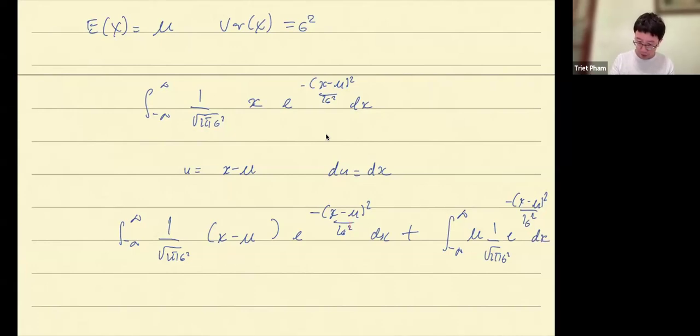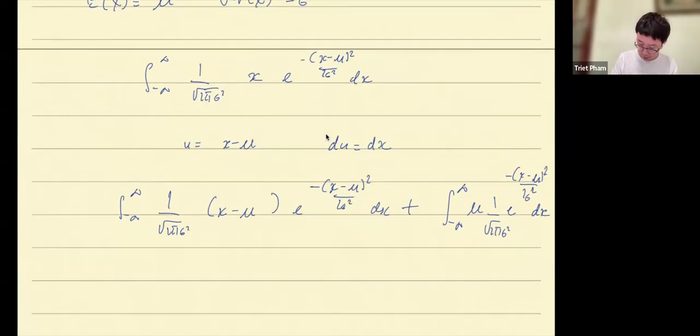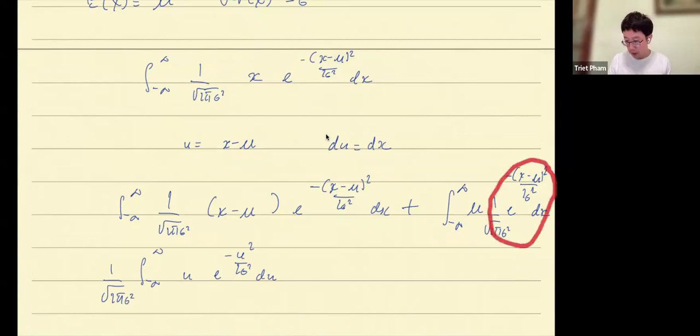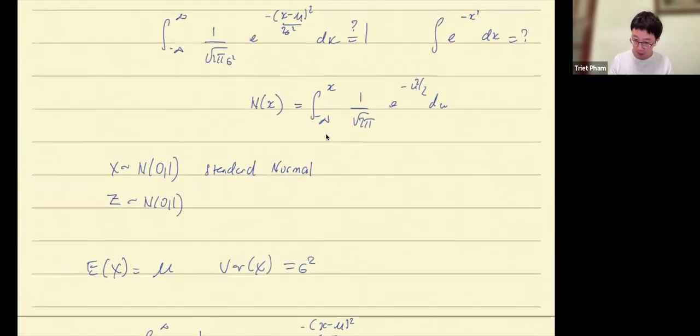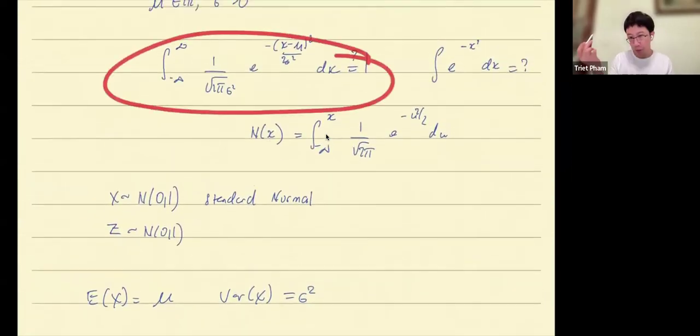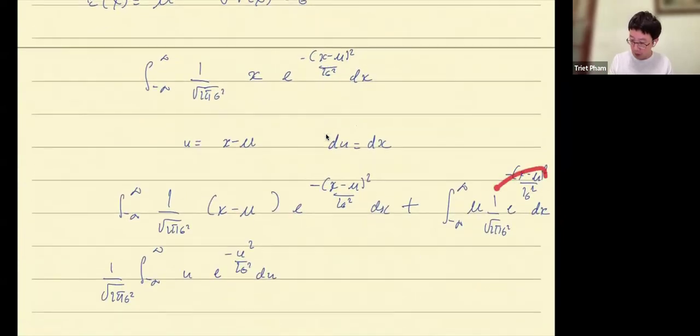So this is just the integral from minus infinity of u e to the minus u squared over 2 sigma squared du. Here you use the fact that this integral is 1 because it's a density. So the integral here is just mu.